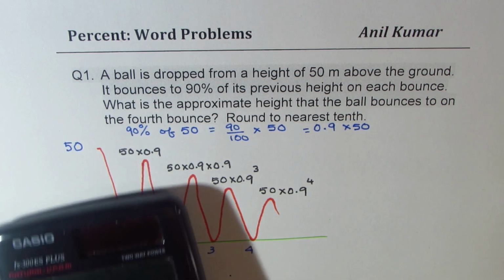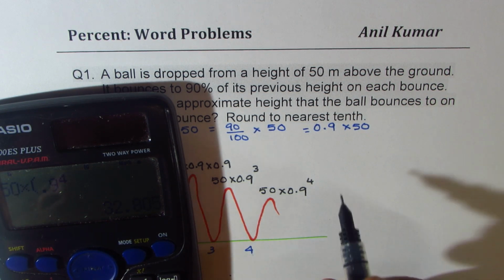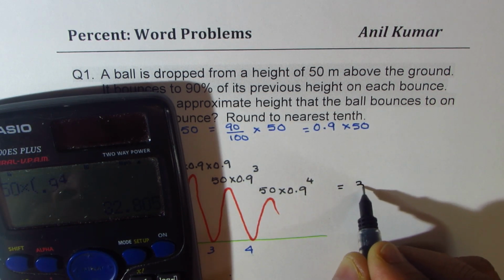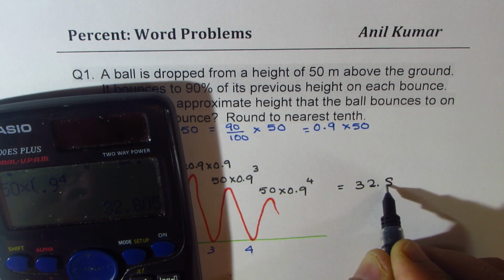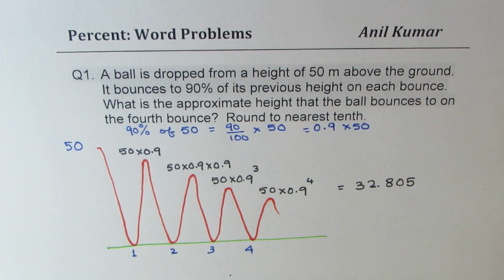Now it is easy to calculate. So let's use the calculator. We'll do 50 times, within brackets, put 0.9 to the power of 4, bracket close, equal to. So let's write the decimal value of this, which is approximately equal to 32.805. Now that's what calculator gives.